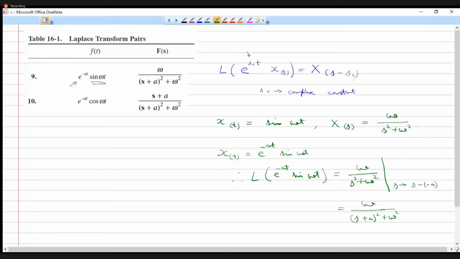So you have to do s minus s naught. In this example, we are taking it as e power minus at, so whatever this s naught is now becomes equal to minus a. In our property, it is written as replace s with s minus s naught. So retain the sign, so that we will have the Laplace transform L of e power minus at into sine omega t equal to omega by (s plus a) the whole square plus omega square. Hope you understood what is done here.